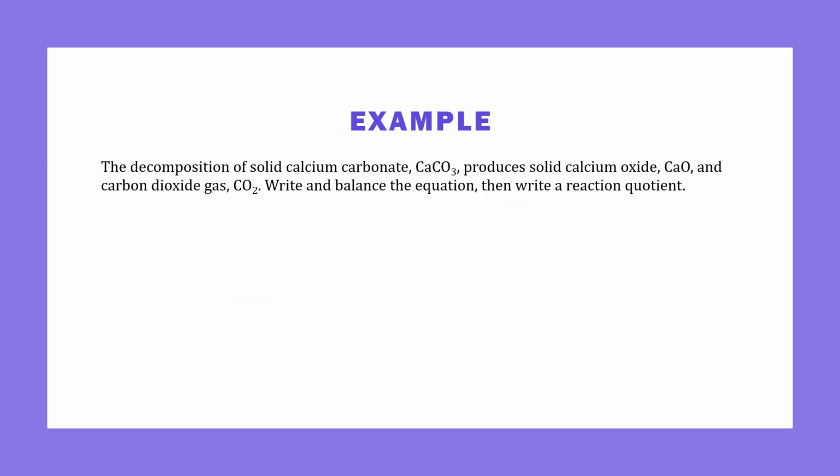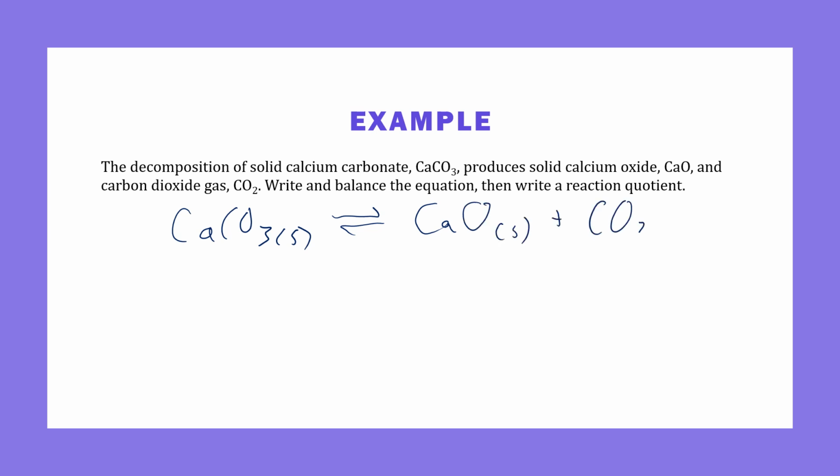Last example, the decomposition of solid calcium carbonate produces solid calcium oxide and carbon dioxide gas. So we need to write and balance the equation first. CaCO3 solid produces, and these are equilibrium, they're always equilibrium for this unit, so you want to use a double arrow. It produces solid calcium oxide and carbon dioxide gas. Now we need to make sure that it's balanced, which it is. We've got 3 oxygens on both sides, and the calciums and carbons are balanced as well.